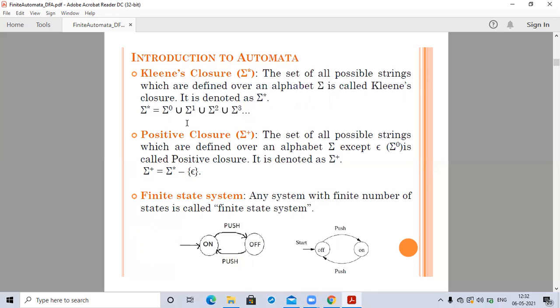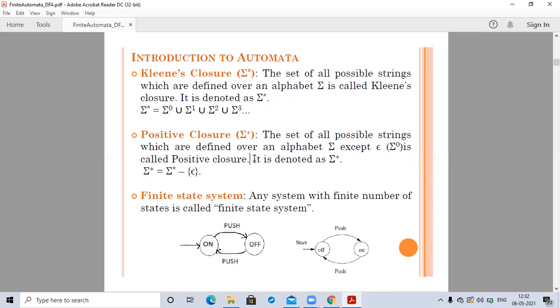So what is sigma power 0? Sigma power 0 is nothing but the empty string set. Empty string set means the strings which are having length 0. How are we denoting those? They are denoted with epsilon. So sigma power 0 is nothing but epsilon. It means that here our Kleene closure is allowing epsilon, and it allows all possible strings over the alphabet sigma.